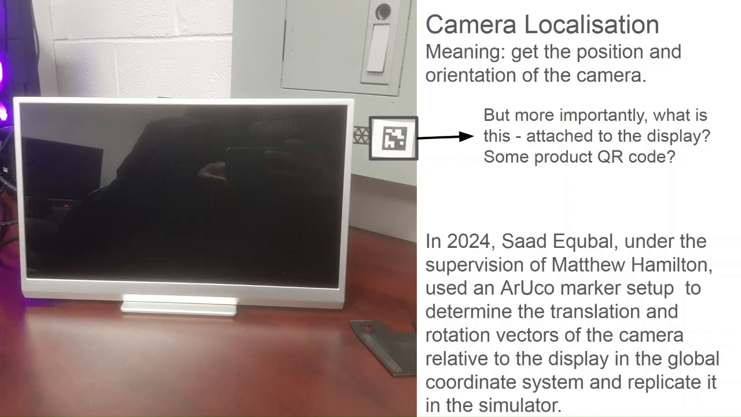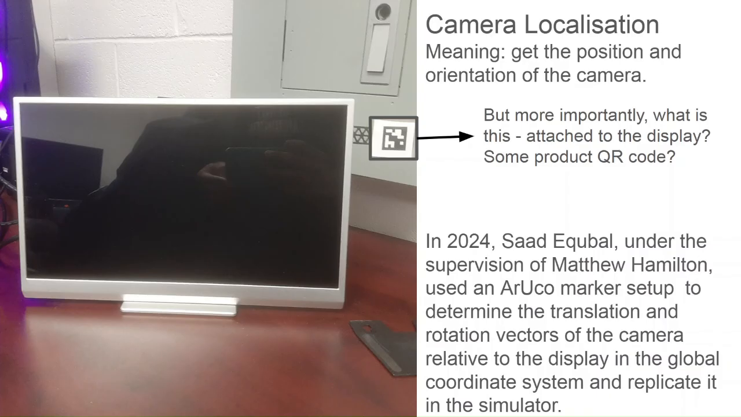It turns out that just last year there was another honors student whose name was Sadiq Iqbal. He, under the supervision of Professor Matthew Hamilton, did this camera localization. So I was not the first person to do this camera localization in Backlab. He did this camera localization but using a ChArUco marker.